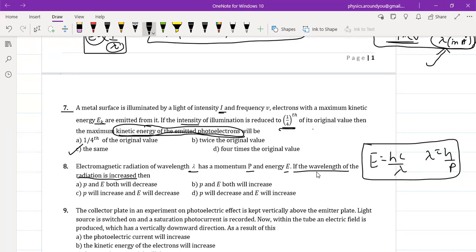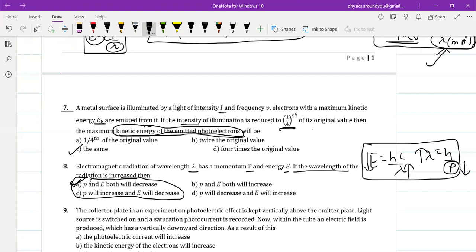Now, if wavelength is increased, then definitely remember energy and wavelength are inversely proportional. Energy should decrease. Which of the options says energy will decrease? Only A and C, right? Now, if wavelength is increased, that would mean momentum has decreased because lambda and p are inversely dependent. So momentum should decrease and energy should decrease. That is happening only in the case of A, hence I go with A.